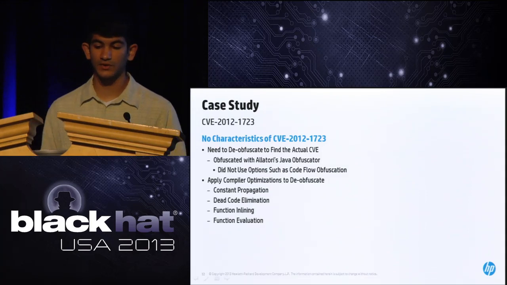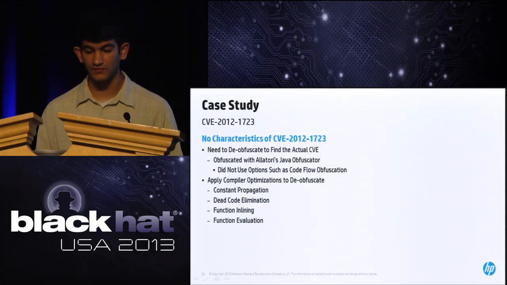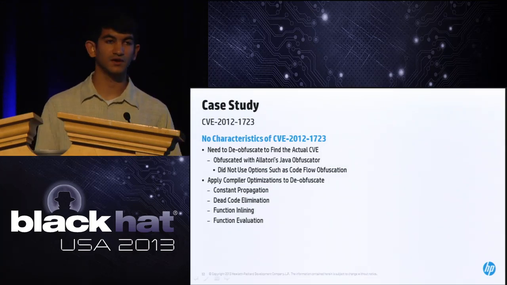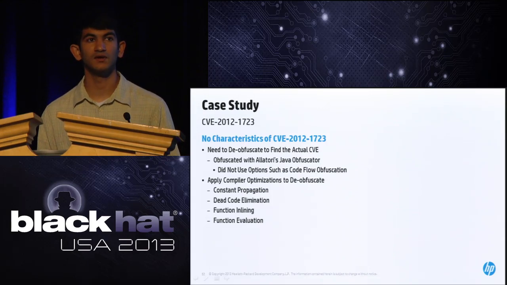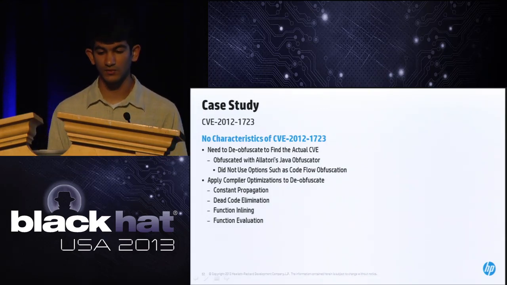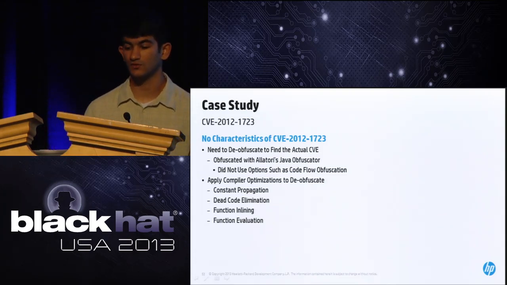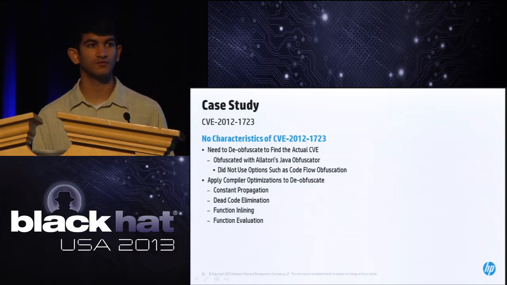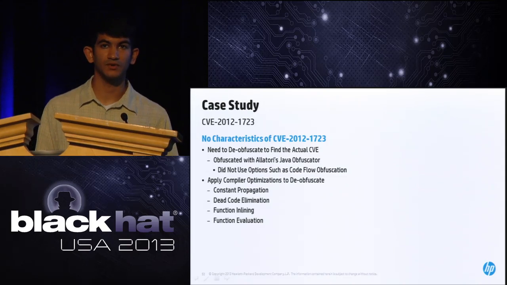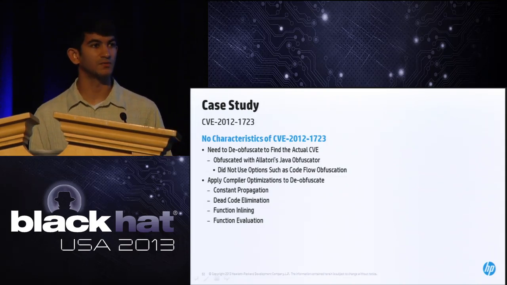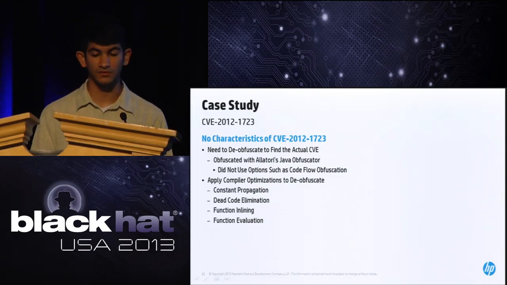But we saw that there were no characteristics of CVE-2012-1723, so we had to deobfuscate it to find the actual CVE. An interesting thing about this is that we were able to tell that Allatori's Java obfuscator was used, but they did not make use of the advanced options such as code flow obfuscation. As a result, we were able to just use a commonly available Java decompiler to get the source code.